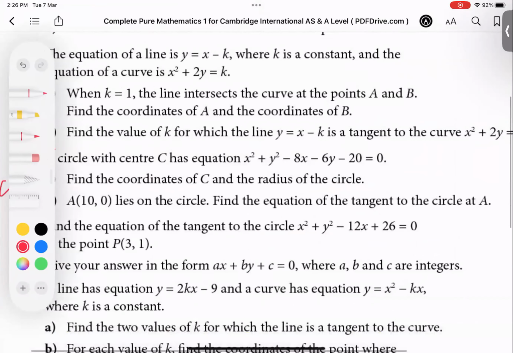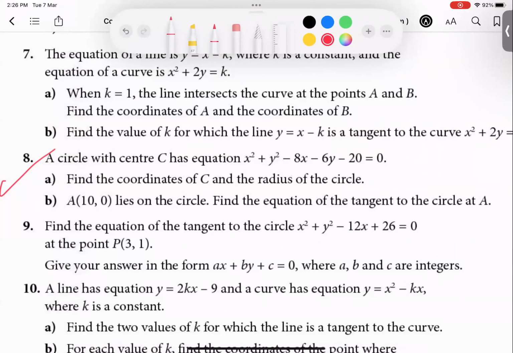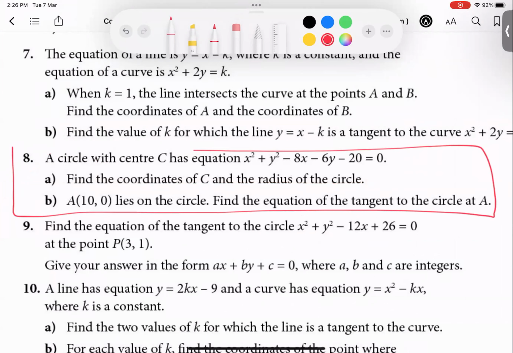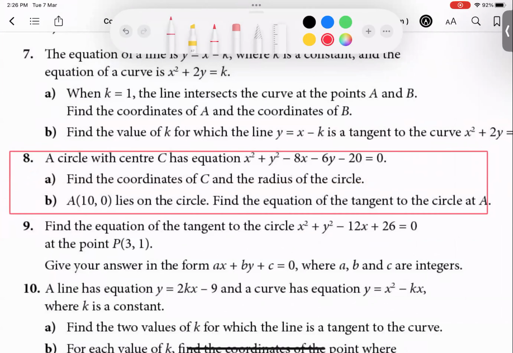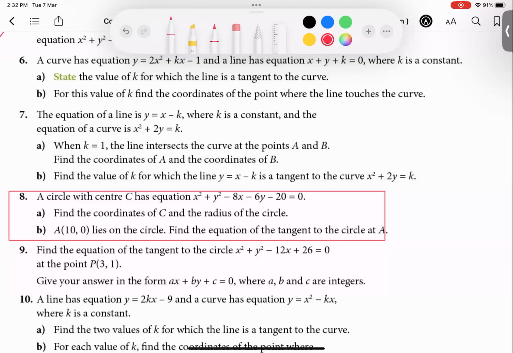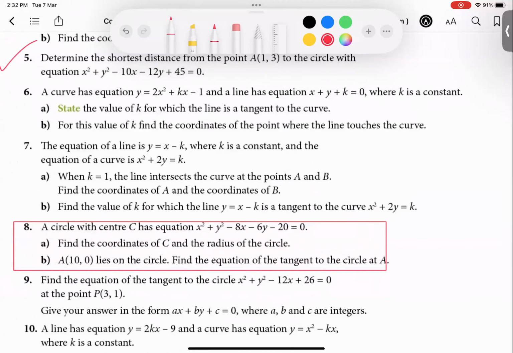And this is question number 8. If you read it, find the center and radius of the circle, and this point (10, 0) lies on the circle, find the equation of the tangent at A. So I suggest you try question number 8 now, okay? I will wait for you, and I'll give some time. Practice first yourself, and then I will do it for you. Yes, students, I hope you are taking reasonable time. I'm going to do this question number 8 now.